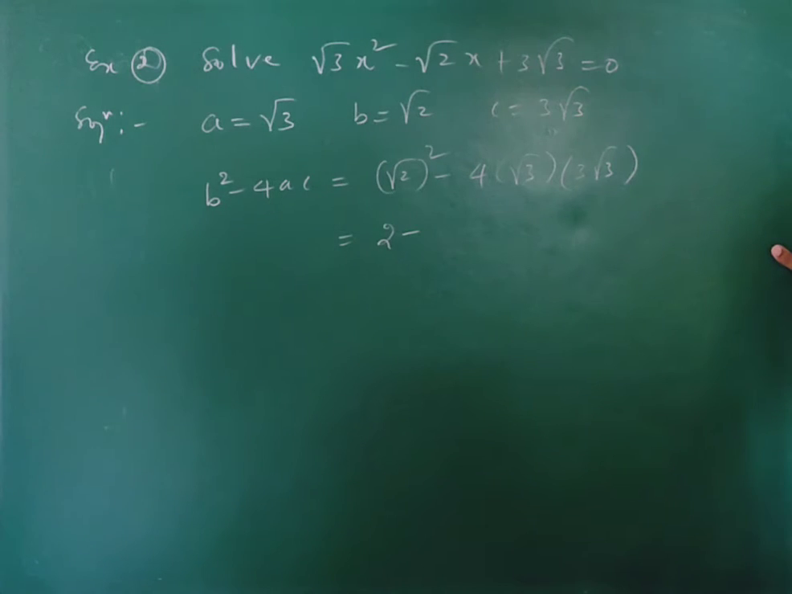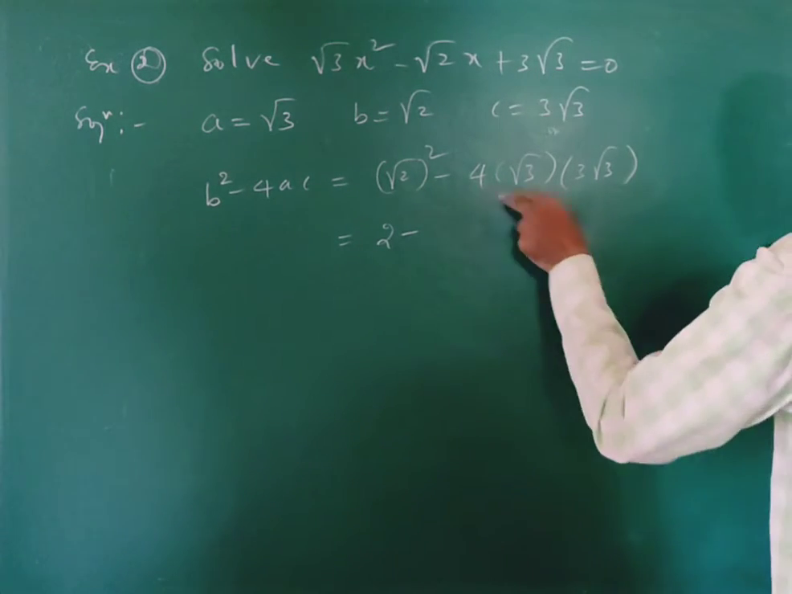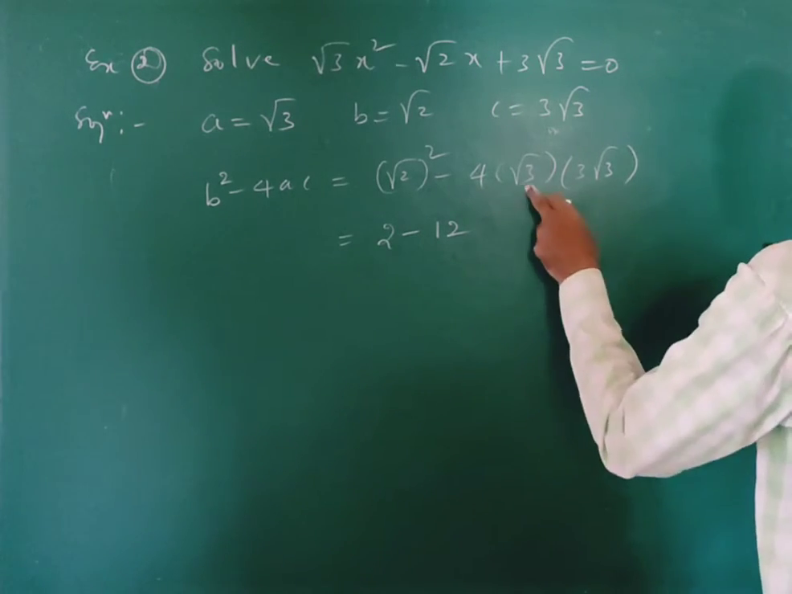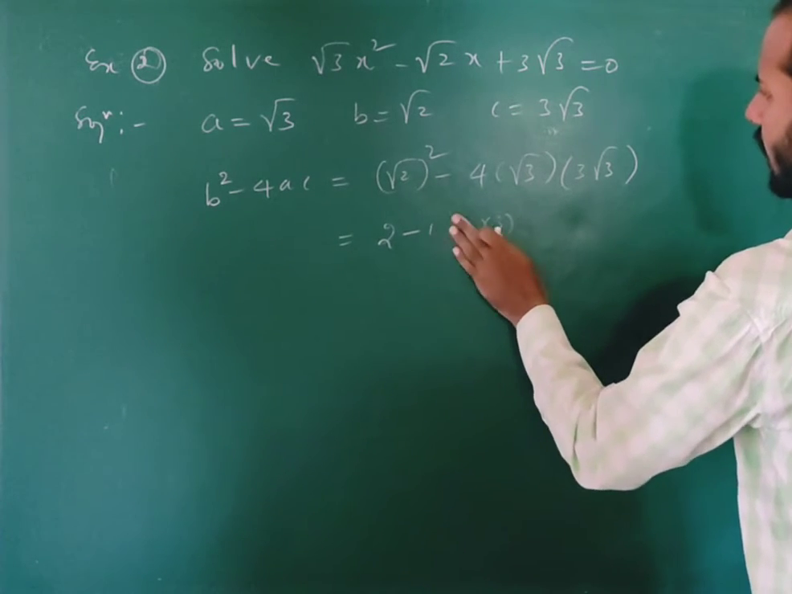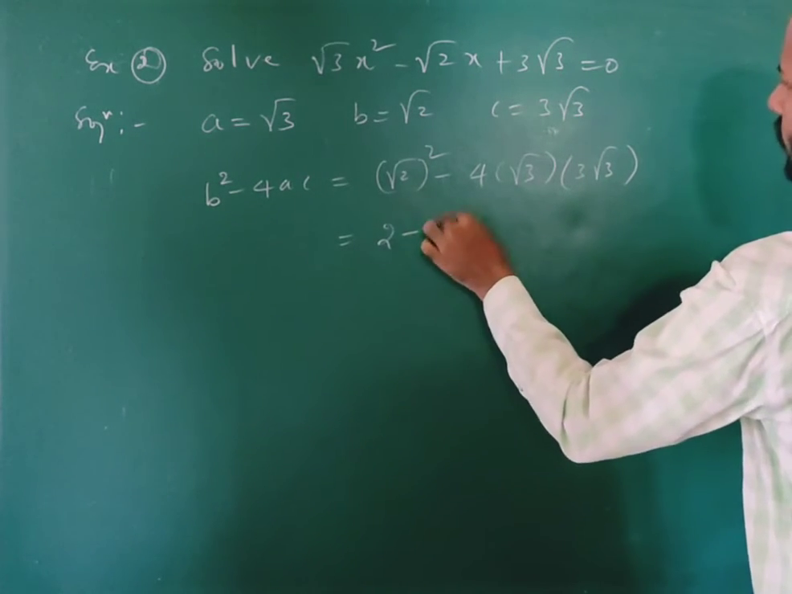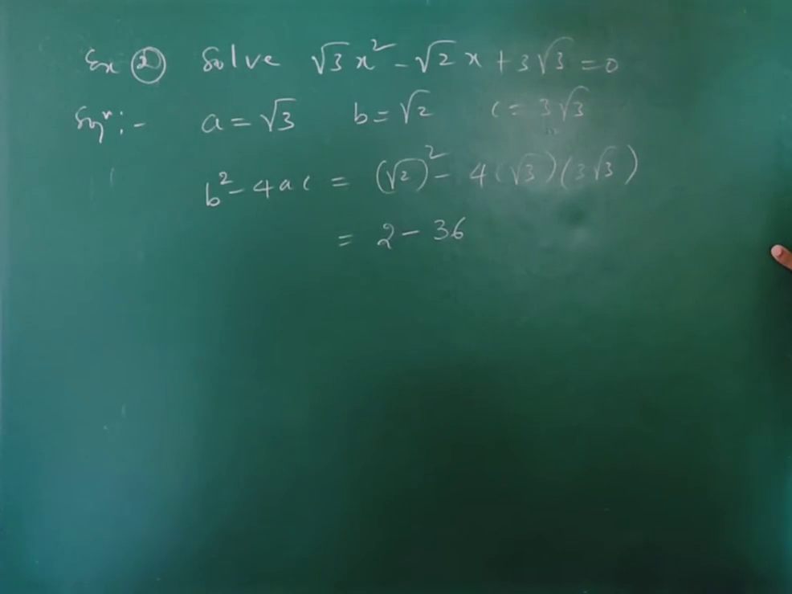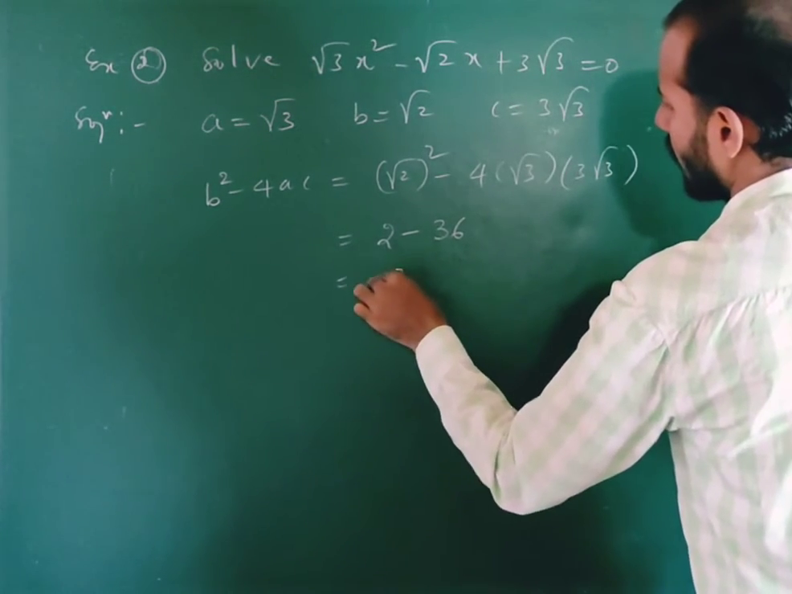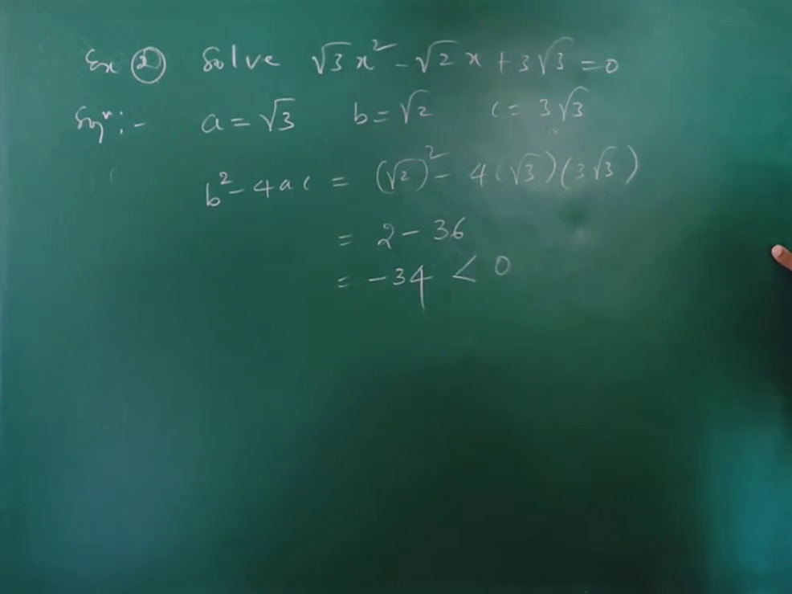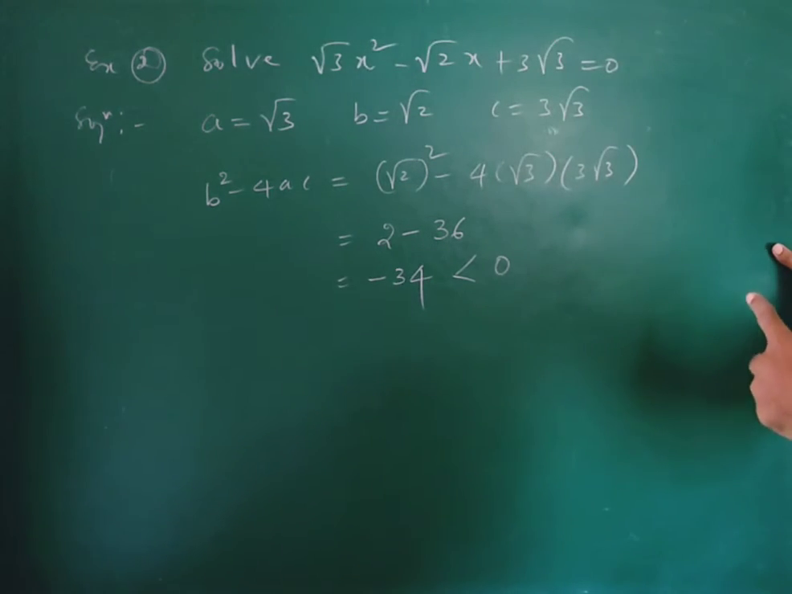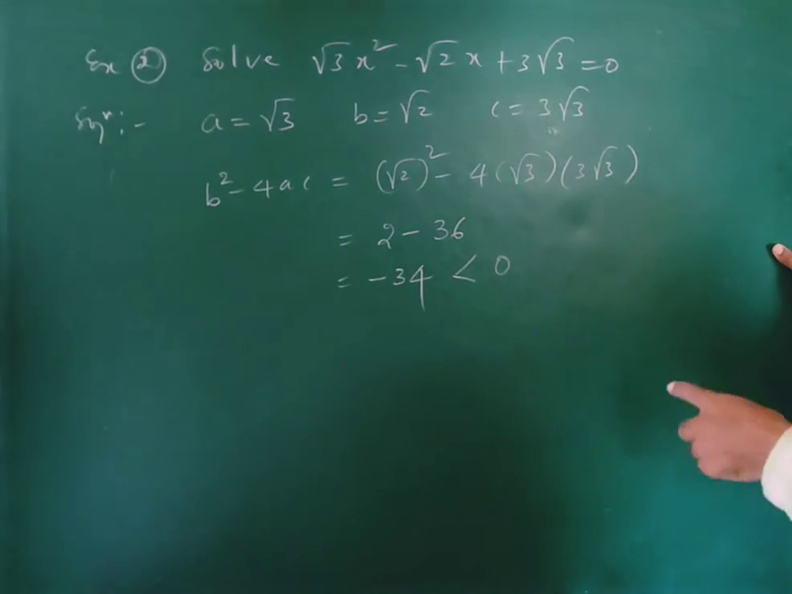How much we get here? The value is root 3, 12 3s are 36, 4 3s are 12, it is root 3 whole square, root gets cancelled, it is 3. We can write directly it as 36. 2 minus 36, which is equals to minus 34, which is less than 0. Therefore, we have here the complex number, that is non-real complex number, right?